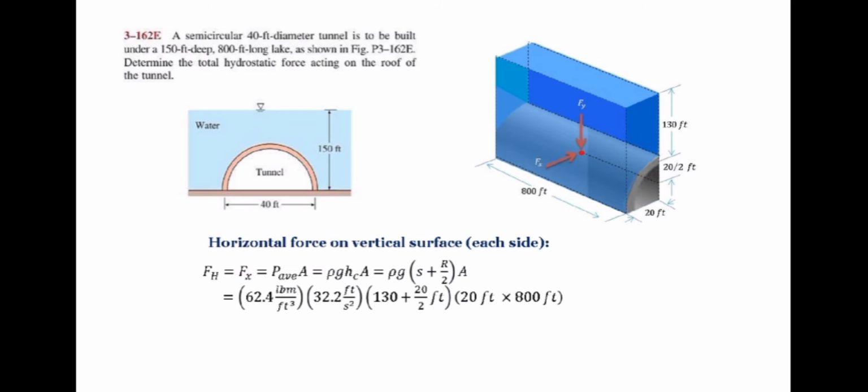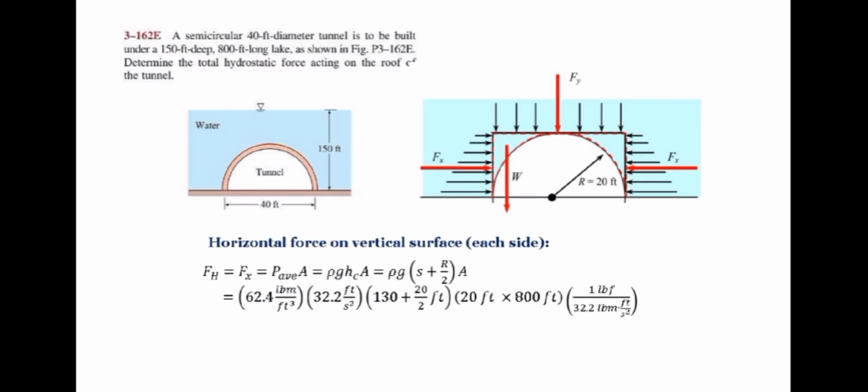Since the English unit of force is pound force, let's multiply it by 1 pound force over 32.2 pound mass feet per second squared, in order for us to cancel all the units and be left with pound force. Calculating the values, the horizontal force on the vertical surface will be 1.398 times 10 raised to the power of 8 pound force. And this is the force on each side of the tunnel.